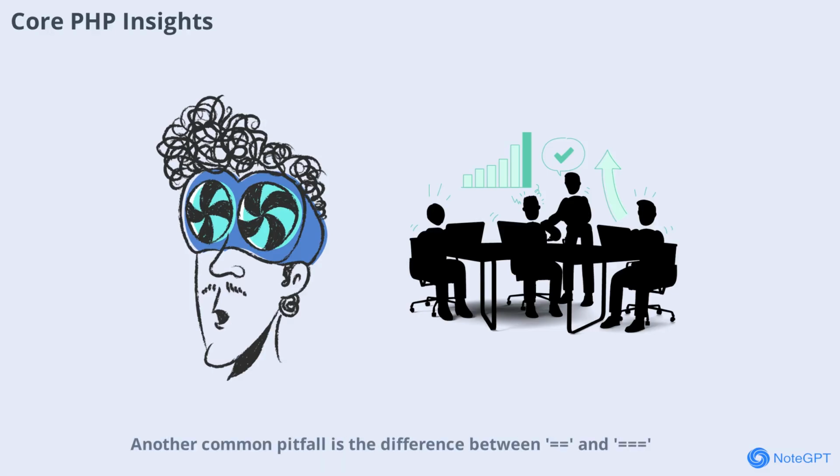Another common pitfall is the difference between == and ===. The former checks only value, while the latter checks both value and type, similar to distinguishing between a 100 note and a 100 coin. These basics set the stage for more advanced PHP concepts.